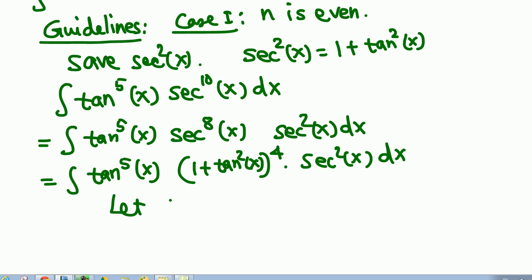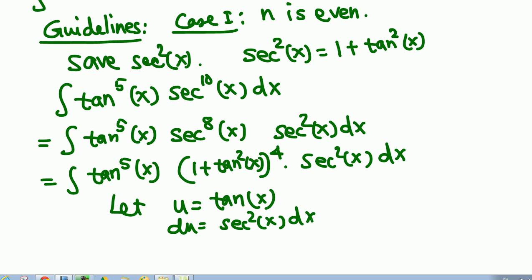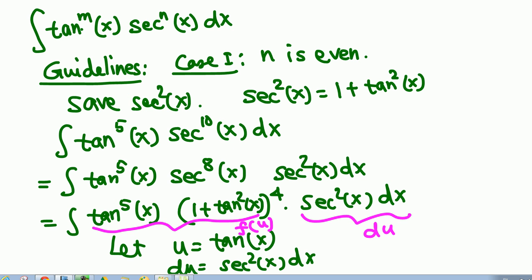Now we make the substitution. U equals tangent, then the differential will be found using the derivative. That's secant square x dx. Okay, that was the purpose of saving secant square. This becomes du, and the remaining will be a function of u, function of tangent, function of u, and we can easily integrate.